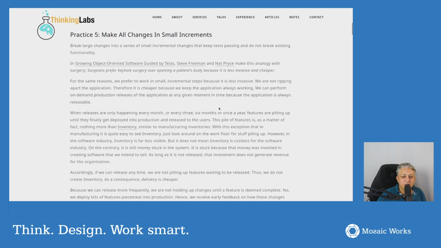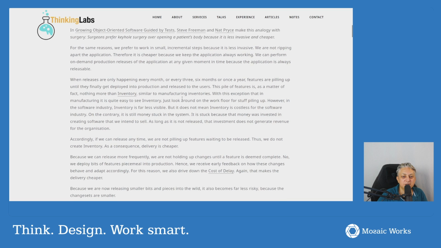In Growing Object-Oriented Software Guided by Tests, Steve Freeman and Nat Pryce make this analogy with surgery. Surgeons prefer keyhole surgery over opening a patient's body because it is less invasive and cheaper. For the same reason, we prefer to work in small incremental steps because it is less invasive. We are not ripping apart the application, but therefore it is cheaper because we keep the application always working. We can perform on-demand production releases of the application at any given moment in time because the application is always releasable.